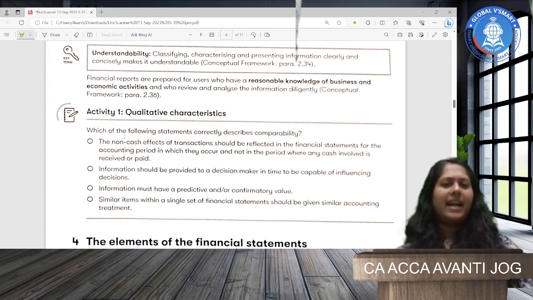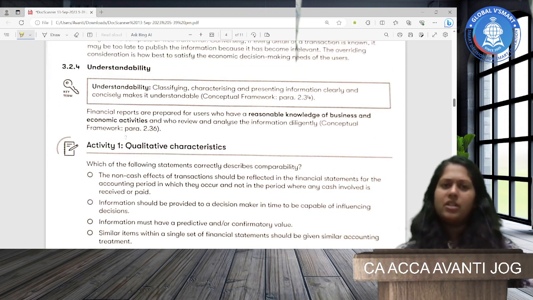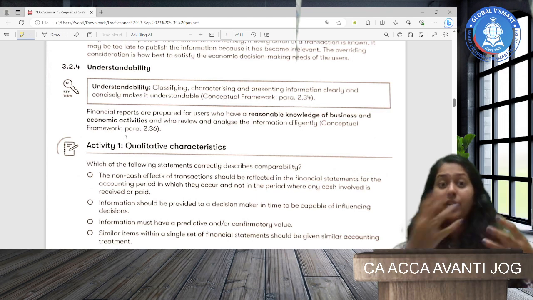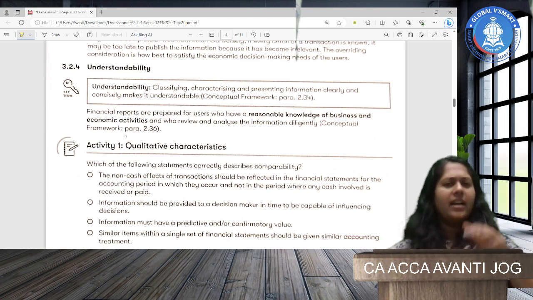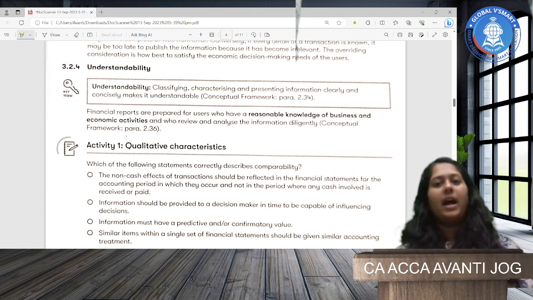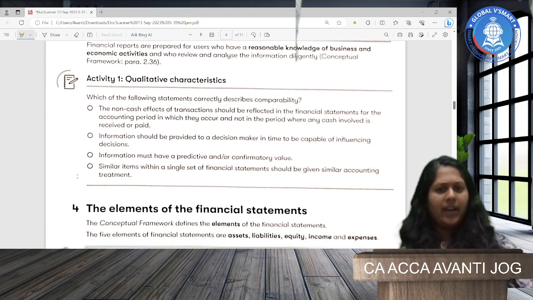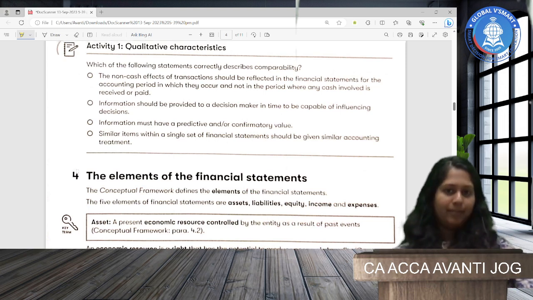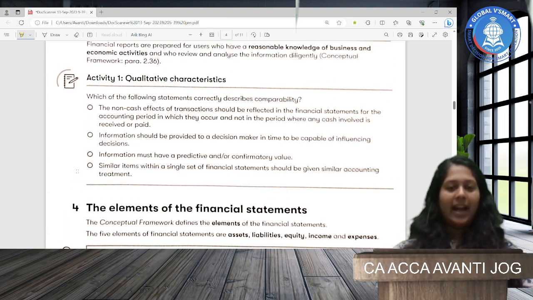Okay, understandability. Make sure that the financial statements are not very complex, very tangled, very difficult to understand. Make sure that they are in lucid, simple terms so that all the users of financial statements will be able to understand them, even though they are not CAs, ACCAs, or financial experts. Other users should also be able to understand them decently. Okay.